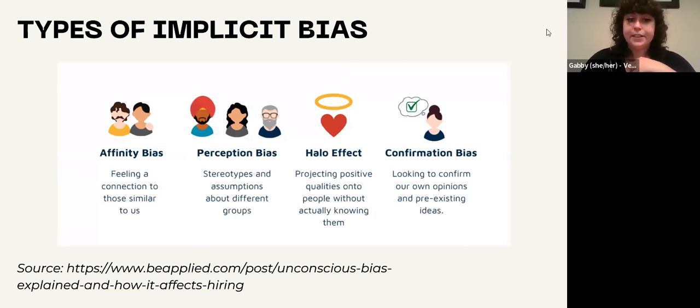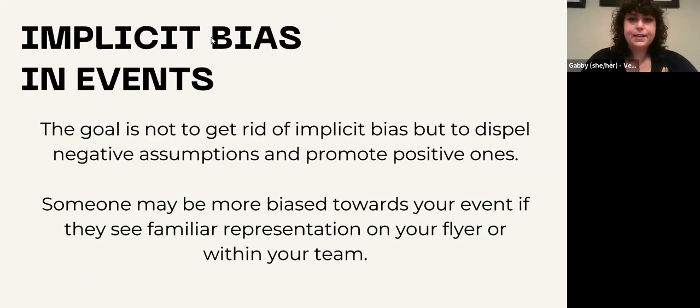Affinity bias is feeling a connection to those similar to us. Perception bias is stereotypes and assumptions about different groups. Halo effect is projecting positive qualities onto people without actually knowing them. And confirmation bias is looking to confirm our own opinions and pre-existing ideas. I see a lot of these in events and hiring practices and work ethics.